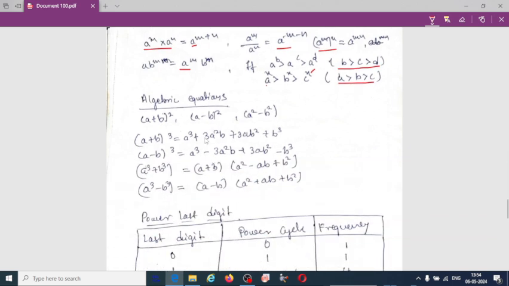Algebraic equations you already know. So all these are related to mathematical expressions, whatever you have studied already in school or PU. This will be helpful to solve further problems. (a plus b) whole square, (a minus b) whole square, (a plus b) cube. All these equations you should practice.